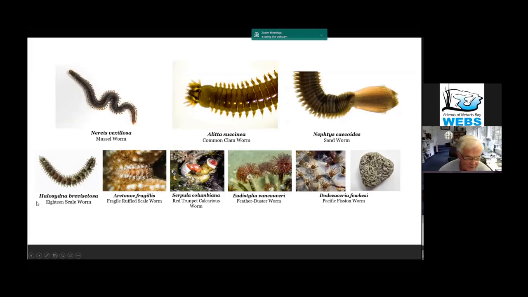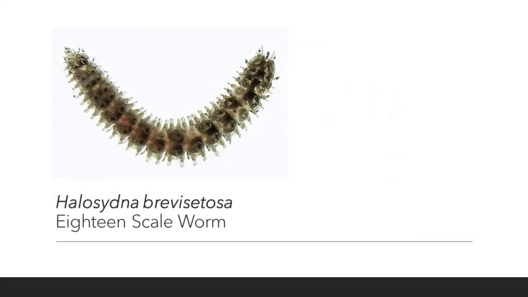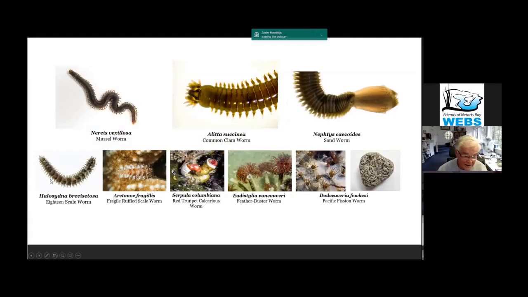Okay, here's some other worms you'll see down in the rocky intertidal that are a little bit different, but they're still polychaetes, segmented. One is the free-living 18 scale worm. There are several types of scale worms. These have scales on their backside, and usually you find them crawling around under rocks and so on.